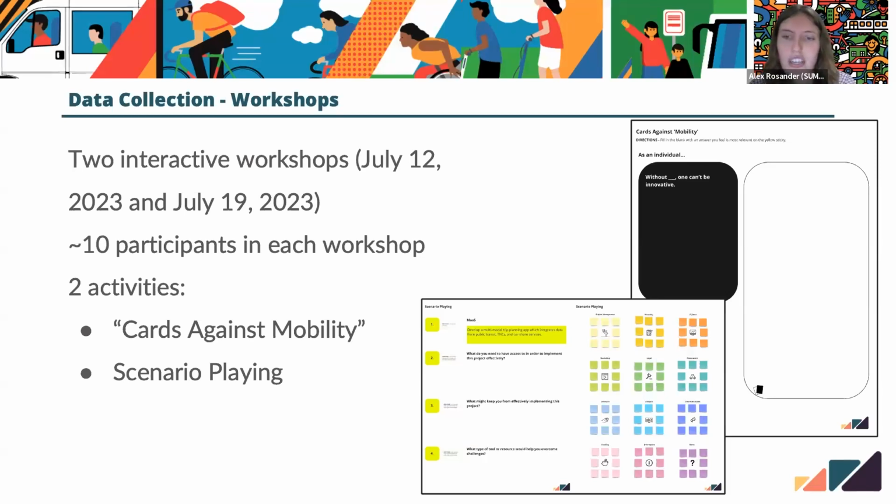Our first activity was a modified version of the game Cards Against Humanity, but we called it Cards Against Mobility, where participants were asked to brainstorm what factors and resources are needed for innovation at the individual level, the organizational level, and at the industry level.